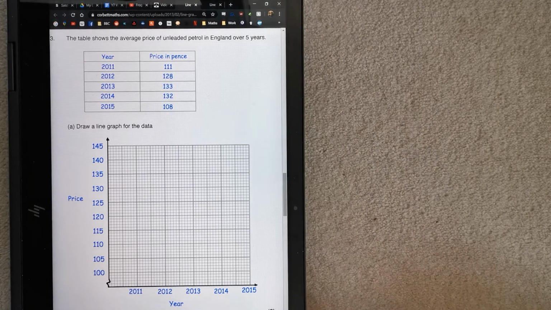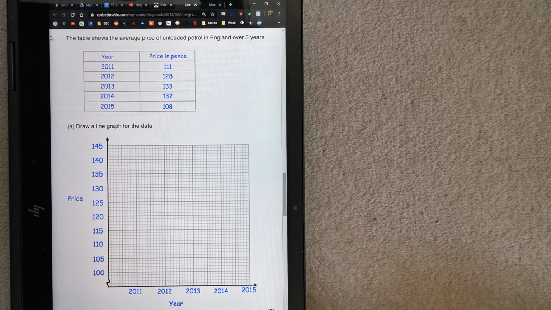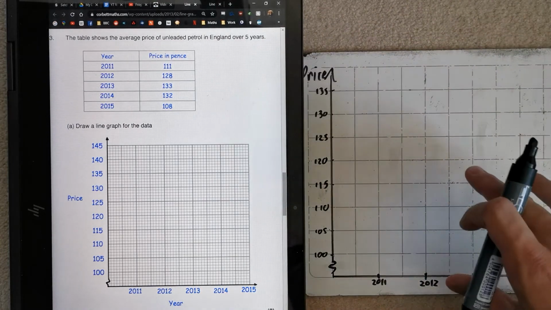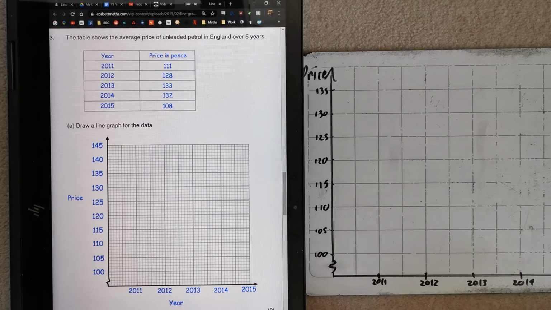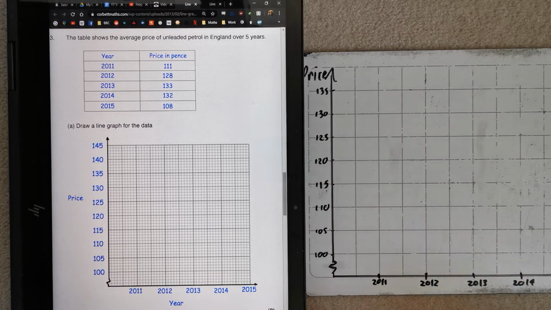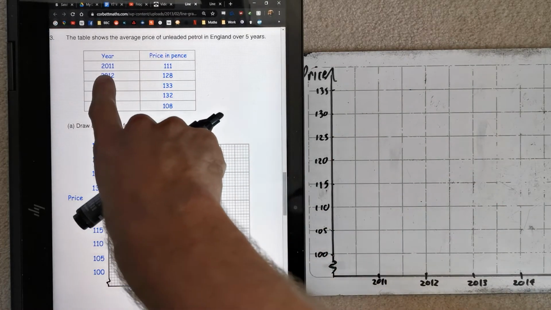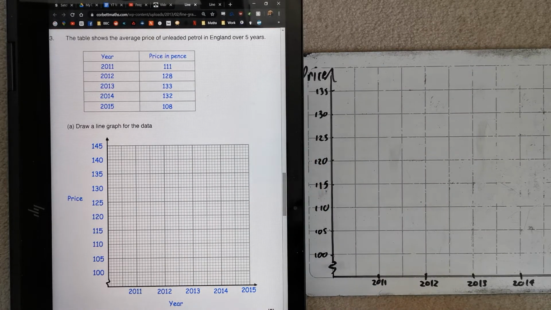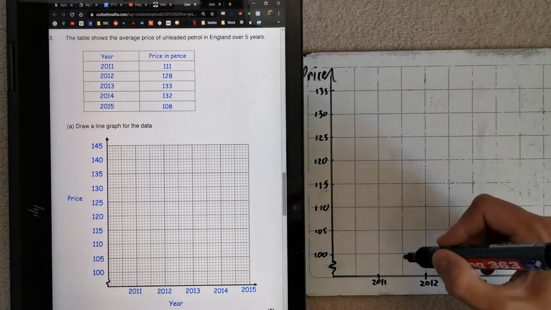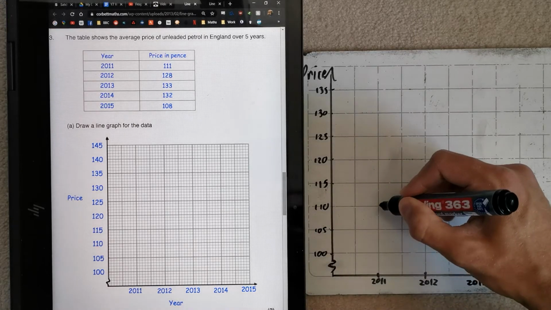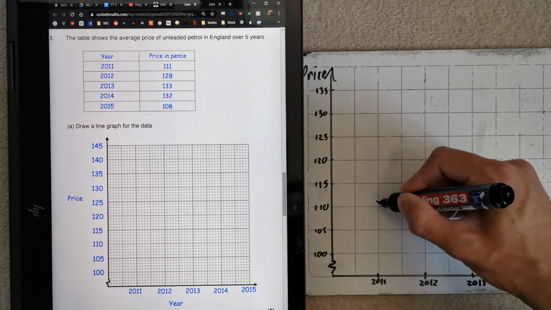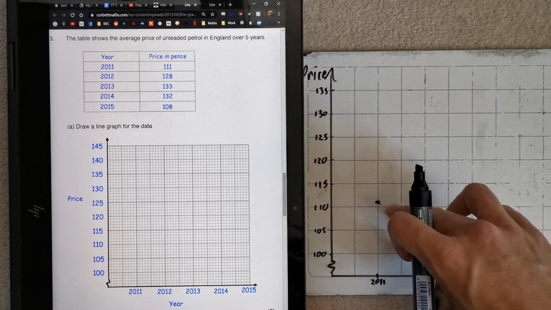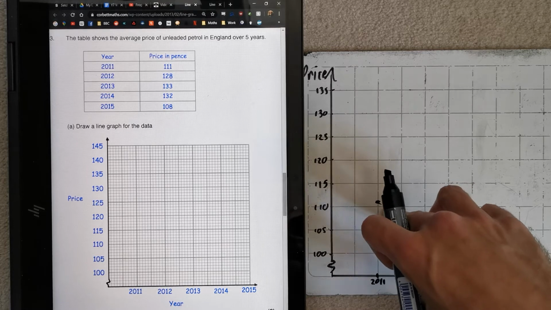Now, in this one, you're actually going to have to draw the line graph yourself. Thankfully, it gives you a template, and I've already drawn it out on a whiteboard myself, so I don't have to write on my laptop. Right, okay. So, in 2011, the price in pence is 111, £1 and 11 pence. So 111 would be about there. I've not got any really small lines on this, so I've got to estimate where that is.